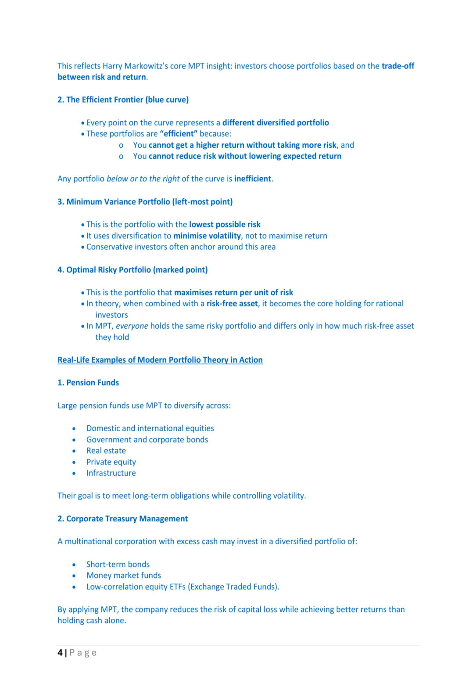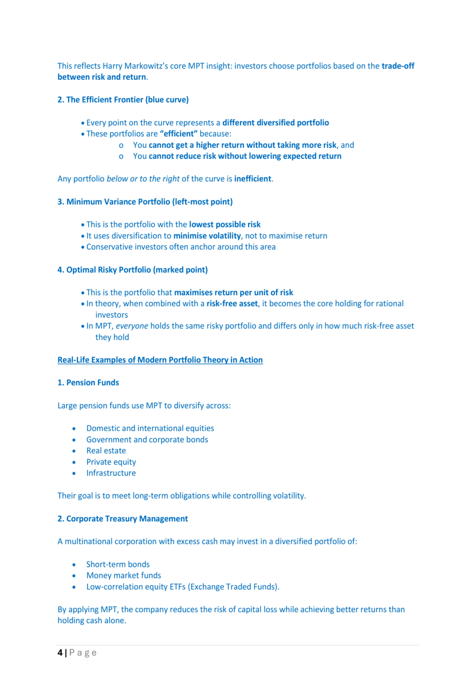At the leftmost point is the minimum variance portfolio, which has the lowest possible risk by using diversification to minimize volatility, and it tends to attract more conservative investors. Another key point on the curve is the optimal risky portfolio, which maximizes return for each unit of risk taken. When combined with a risk-free asset, this portfolio becomes the main holding for rational investors. According to MPT, all investors hold this same risky portfolio, adjusting only how much they allocate to the risk-free asset based on their risk tolerance.